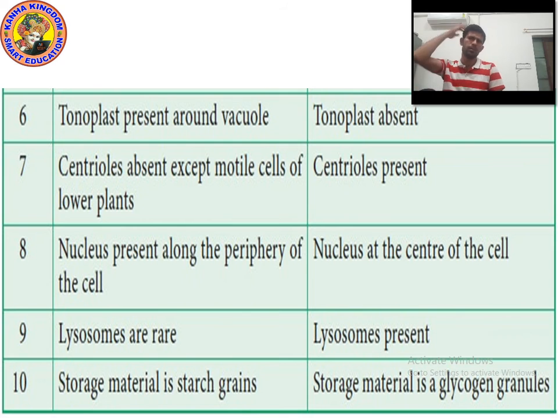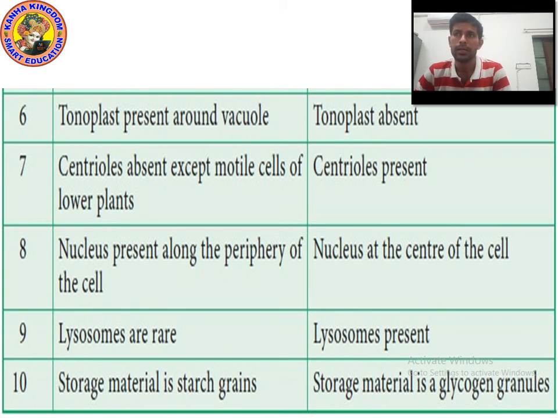Okay, difference number 8. In a plant cell the nucleus is present along the periphery of the cell. It means the nucleus is not present at the center. But in an animal cell, the nucleus is present at the center of the cell.